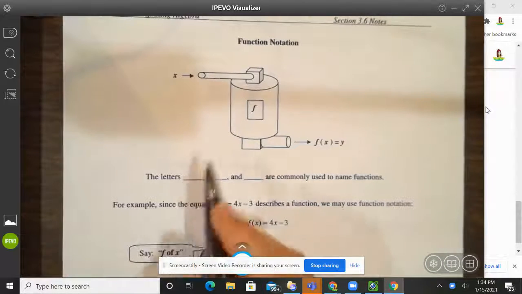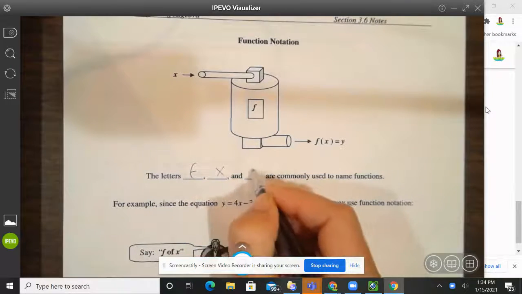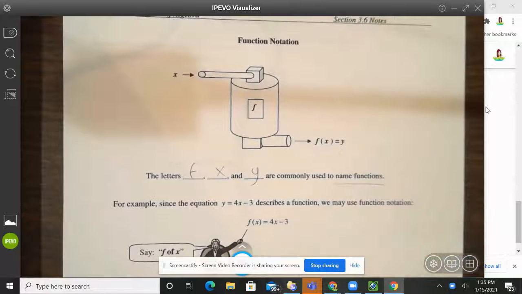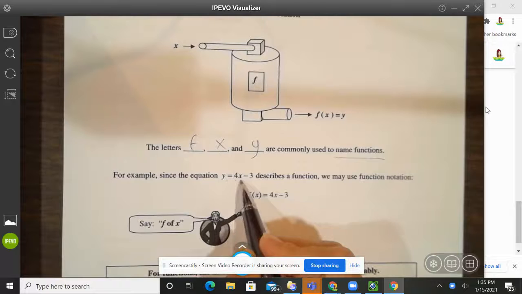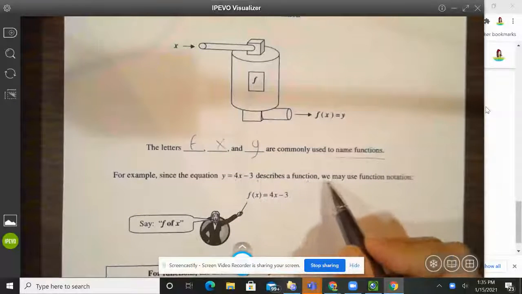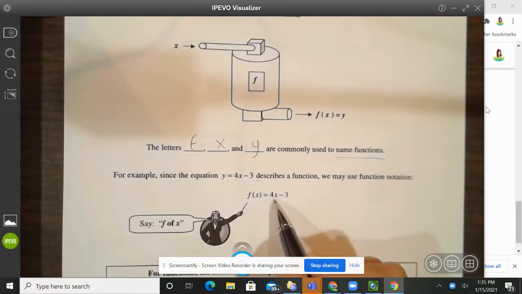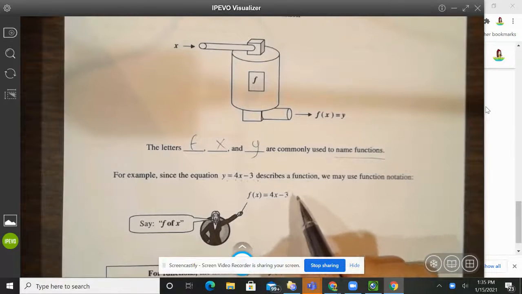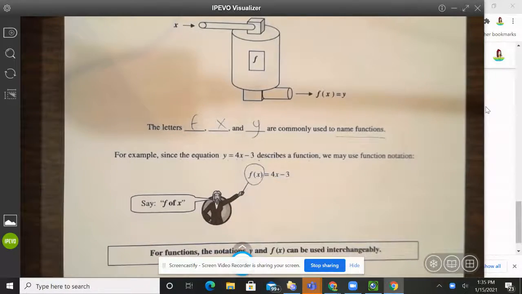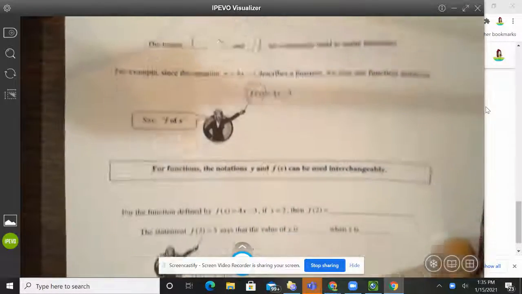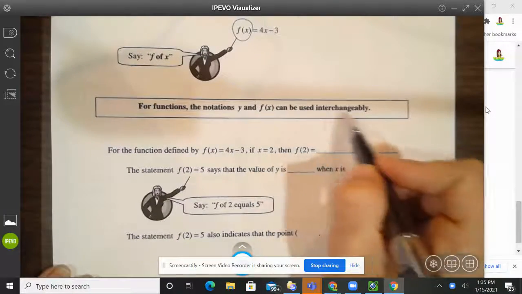So the letters f, x, and y are commonly used to name functions, okay? For example, since the equation y equals 4x minus 3 describes a function, we may use function notation f of x equals 4 times x minus 3. So we say f of x, this right here, f of x, okay? And that's function notation.